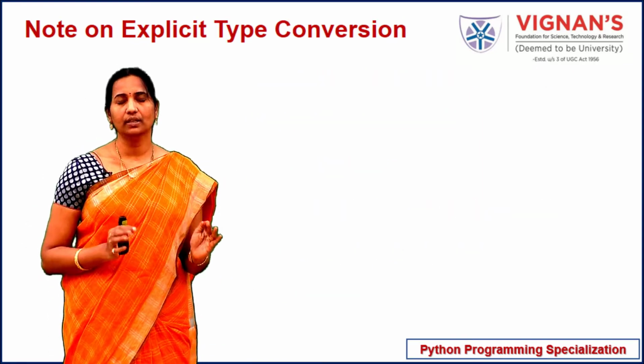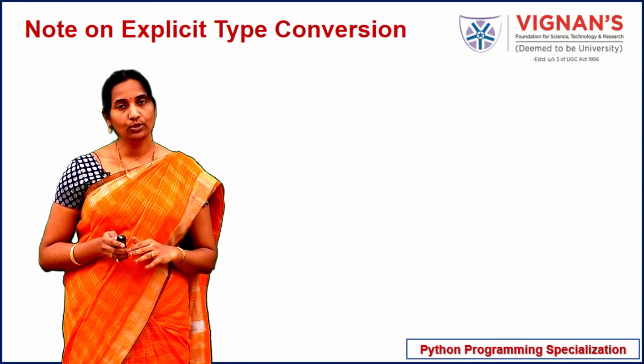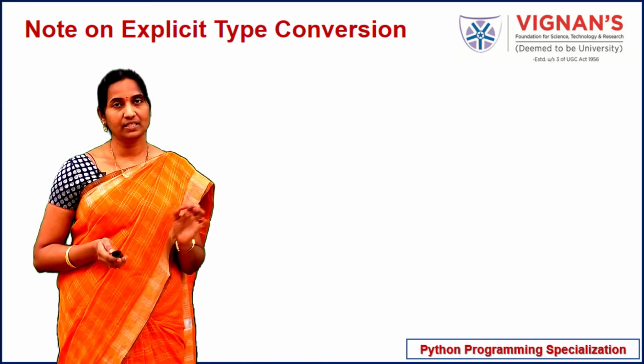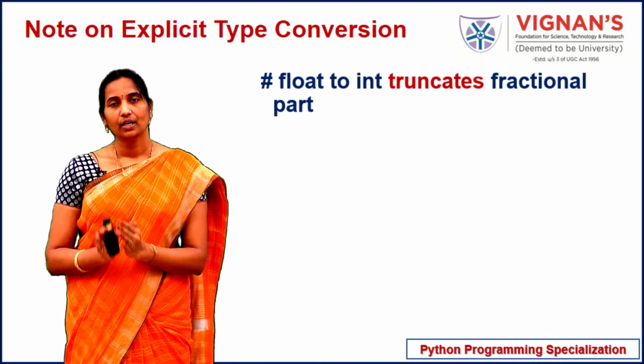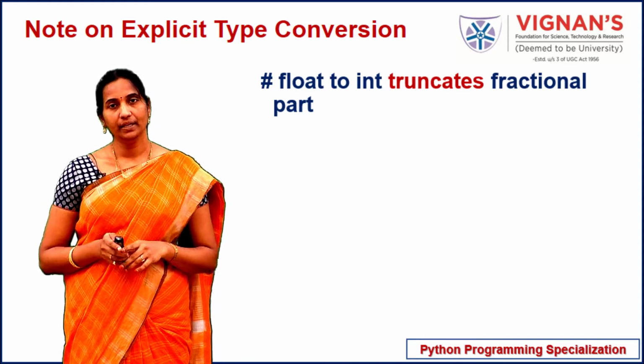Whenever you are using explicit type conversion, you need to make a note of a few things. The first thing is, whenever you are converting a float to an integer, the fractional part will be truncated.